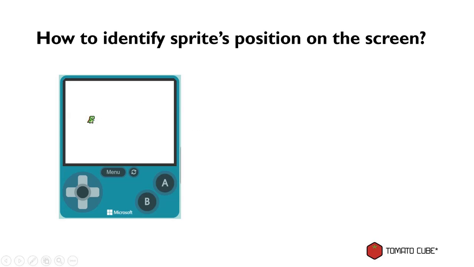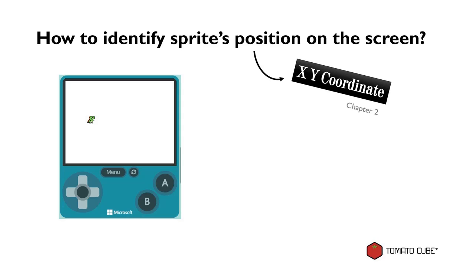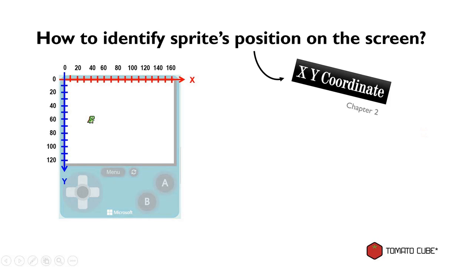Okay, the first thing, do you still remember how to identify the position of your sprite on the screen? We learned about XY coordinates in chapter 2. So do you remember what XY coordinates are? XY coordinates consist of these two lines. The red horizontal line is called the x-axis, and the blue vertical line is called the y-axis. The x-axis starting from the left side is 0. As it moves towards the right, the number gets bigger.